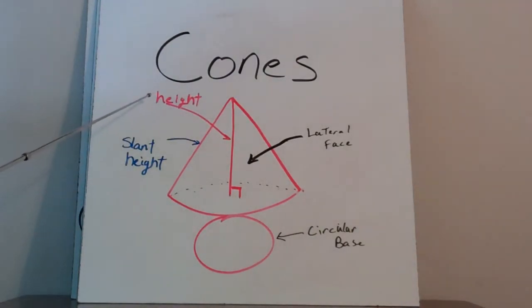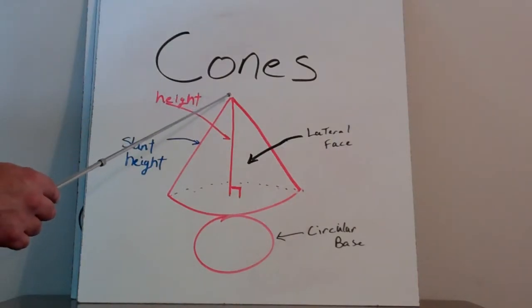But what we're going to work with for the volume is the height, and this is the actual height of the three-dimensional object, the actual height of the cone. Not to be confused with the slant height, which we used for the surface area. So we're going to do the height, which is going to be a line perpendicular to the base.